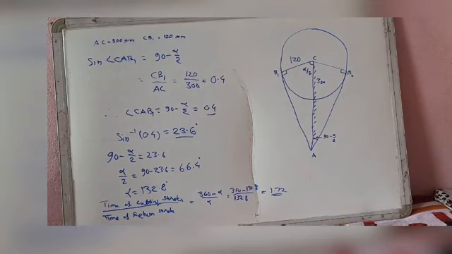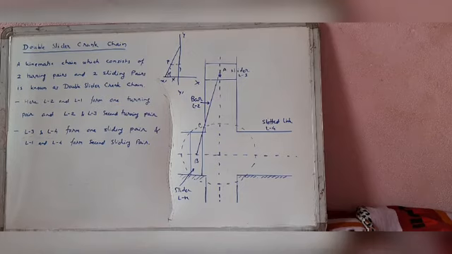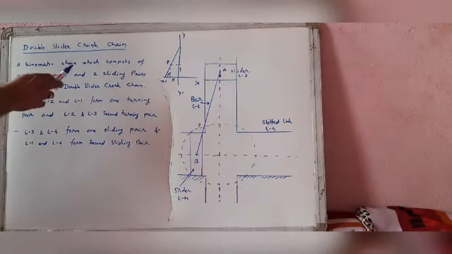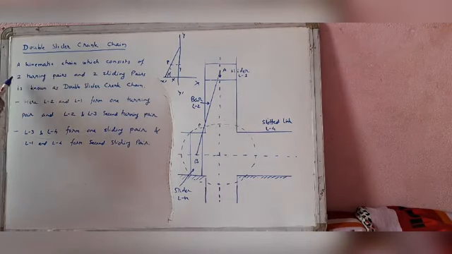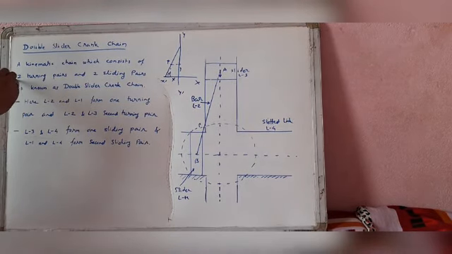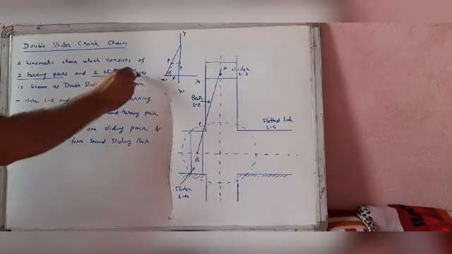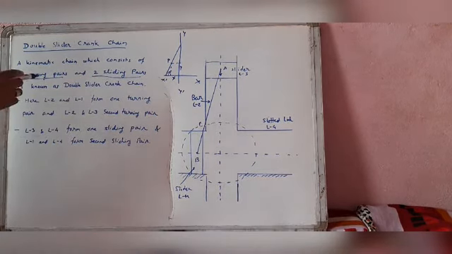We will continue with our next topic. Next is the double-sided crank chain, a kinematic chain which consists of two turning pairs. Here two turning pairs are there and two sliding pairs are used. It is known as the double-sided crank chain.